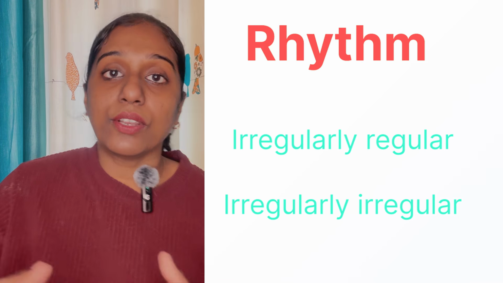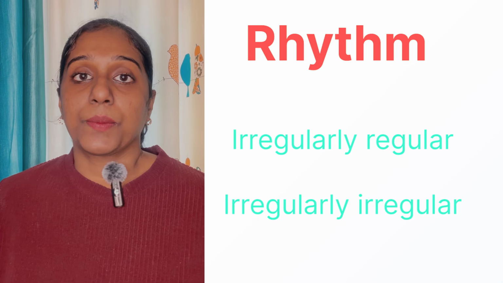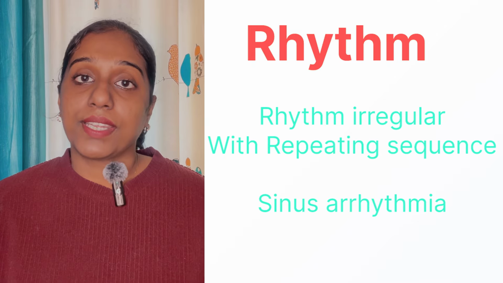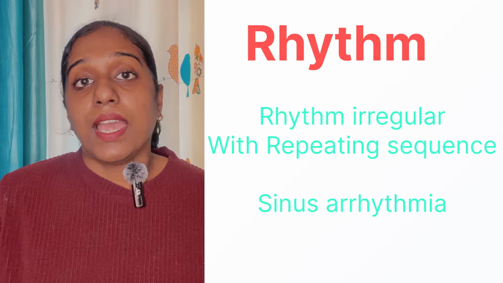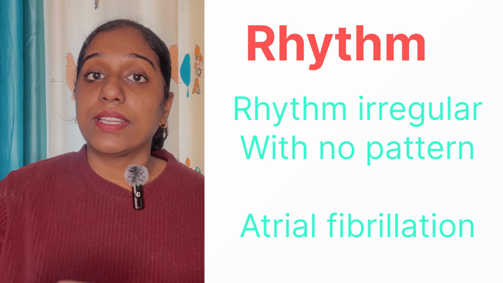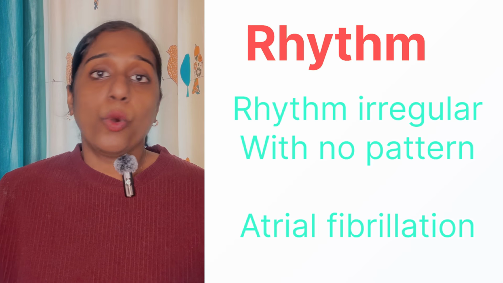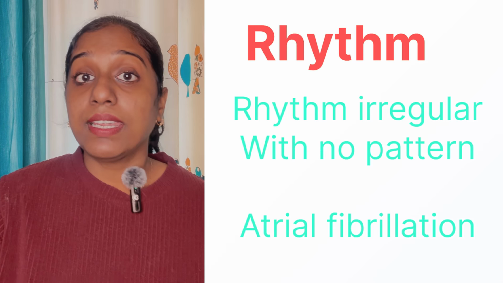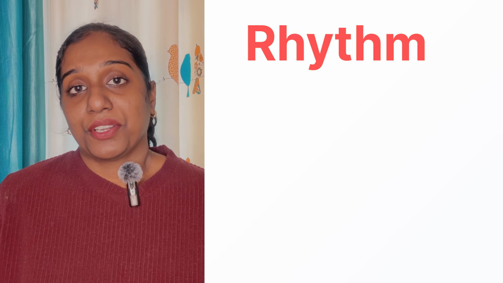If it is an irregular rhythm, again it is of 2 types: irregularly regular and irregularly irregular. Irregularly regular means the rhythm is irregular, yet it follows a repeating pattern, for example in sinus arrhythmia. Irregularly irregular means the rhythm is irregular and follows no pattern at all. That is atrial fibrillation, an example of irregularly irregular rhythm. In this manner, we can find whether the rhythm is regular or not. This is the second point which we have to keep in mind.